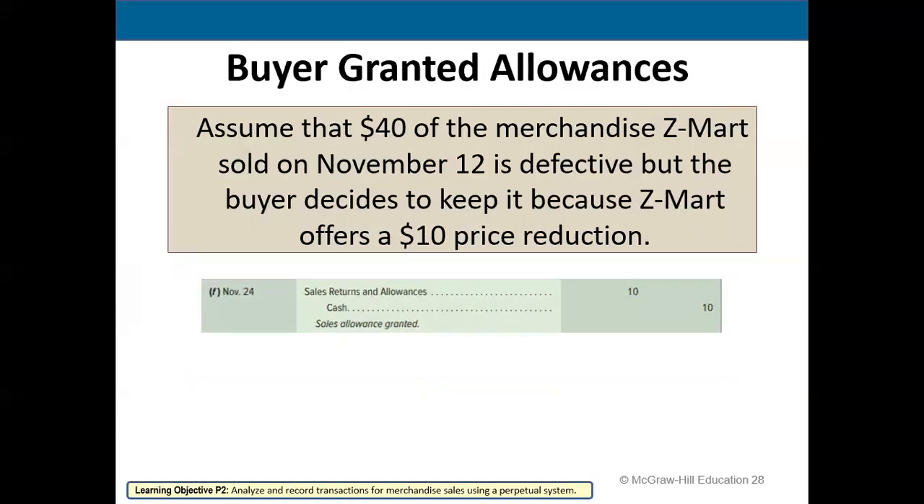And then one last thing, just as we looked at when we were the buyer or purchaser, when we're the seller, we may sometimes grant allowances to our buyers. This example says that $40 of the merchandise sold in November was defective, but the buyer decides to keep it because Zmart offers a $10 price reduction. So whenever we grant an allowance to our customer, we're just going to debit sales returns and allowances and credit cash, because we're actually sending cash back to that customer.